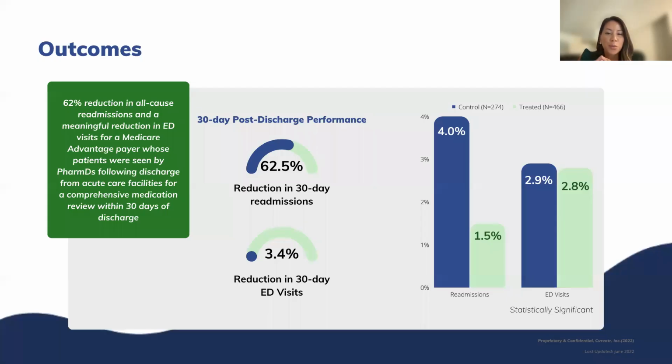Okay, so when we review more closely at the health plan, the patient population was Medicare Advantage patients who were discharged from an acute care facility and had a comprehensive med review within 30 days of discharge. So in this group, there was a 63% statistically significant relative risk reduction on 30-day readmissions and a 3% reduction in 30-day ED visits, which to me, that's really impressive to make that sort of impact on these types of outcomes, though I could be a little biased.